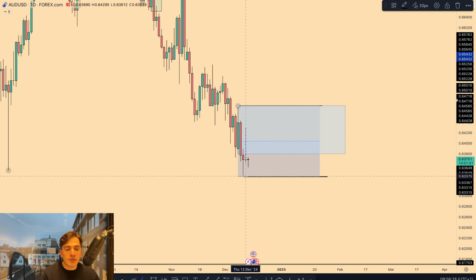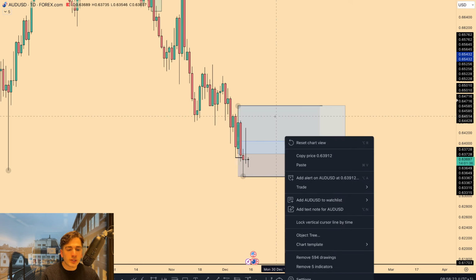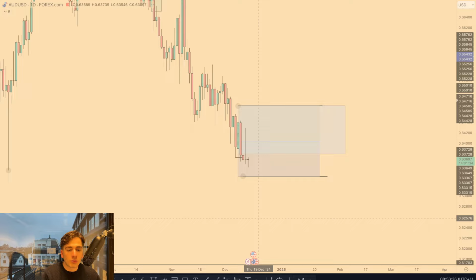But as we can see here, daily fractal high, daily fractal low. Here we had the fractal break on this low over here. Market retraces in towards premium and then sells off down in towards the lows again.